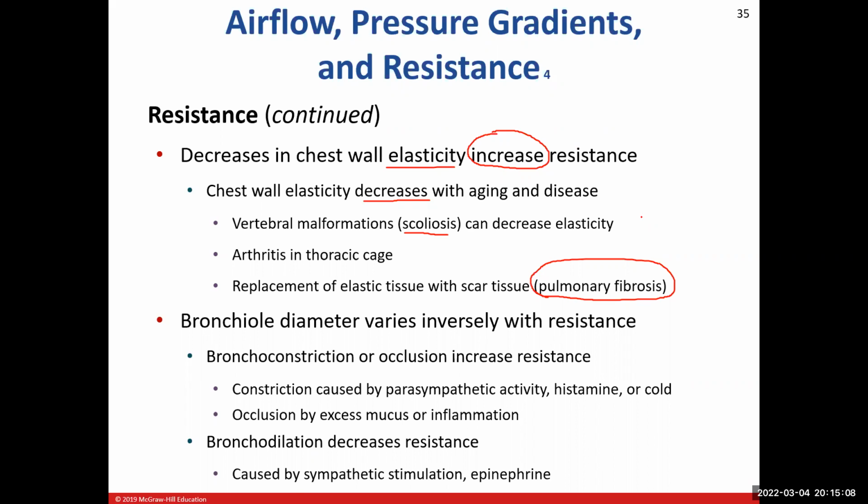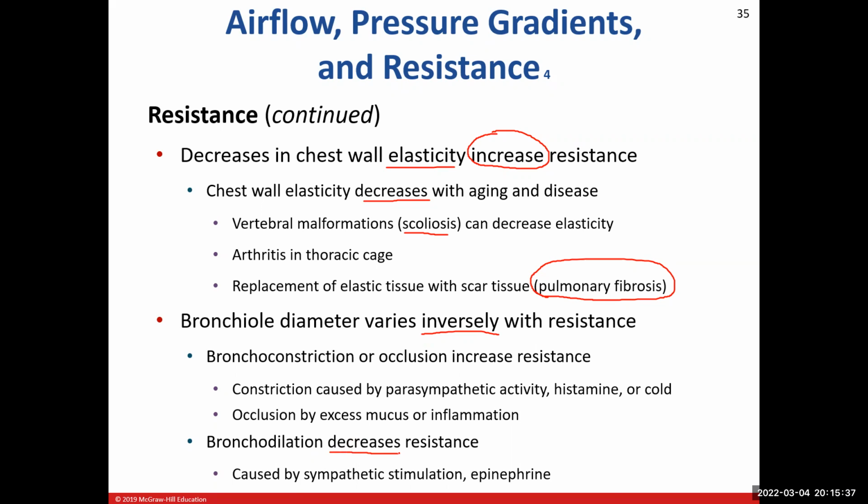Another factor that's going to affect our resistance is going to be the diameter, or the lumen size, of our bronchioles. So that is an inverse relationship. That means if we increase the lumen, if we bronchodilate those structures, the lumen gets bigger, then we are going to decrease the resistance. The larger the lumen, the easier it is for the air to flow through.